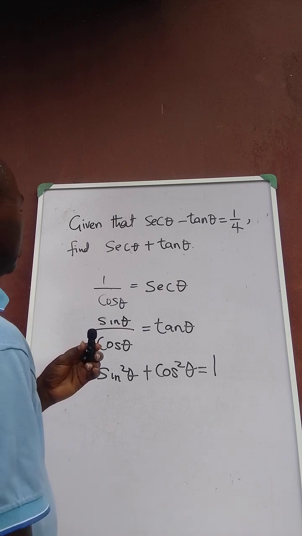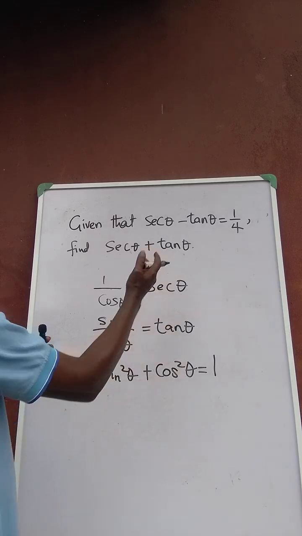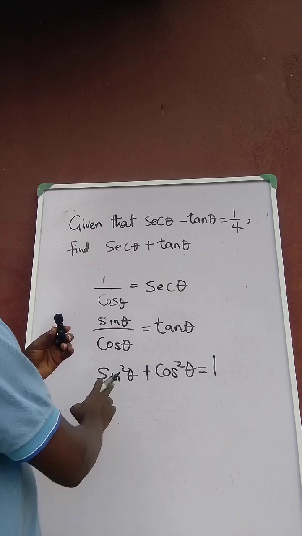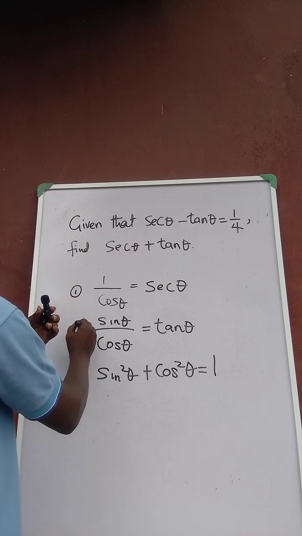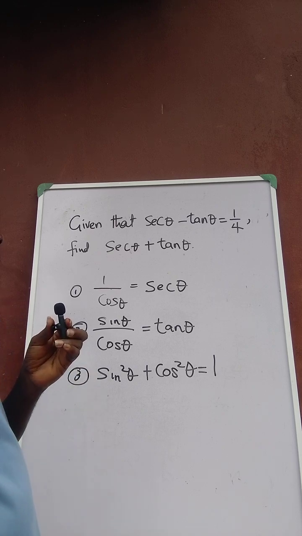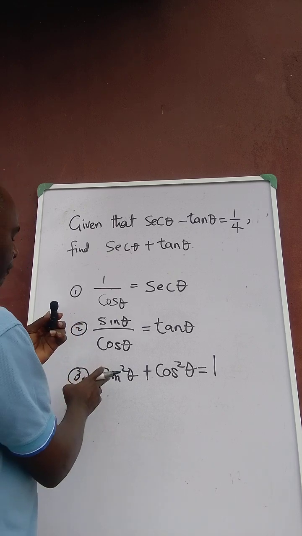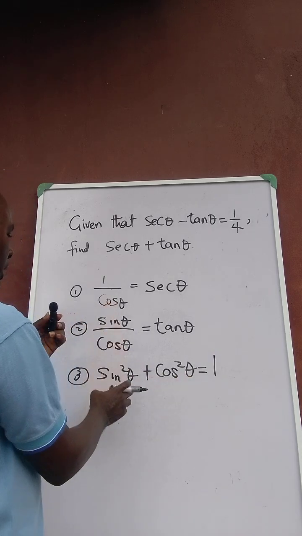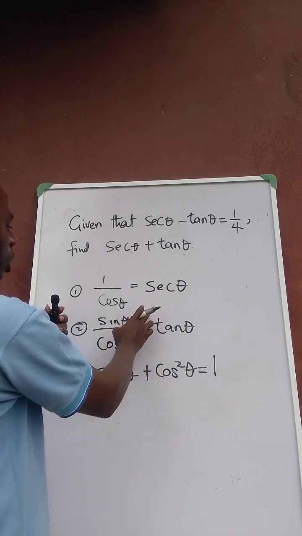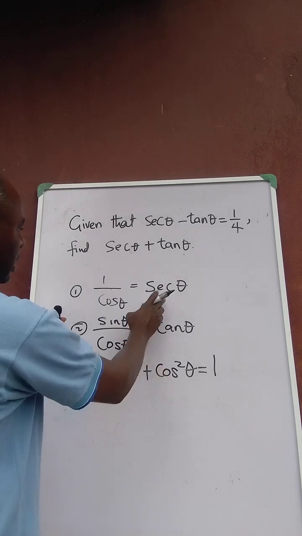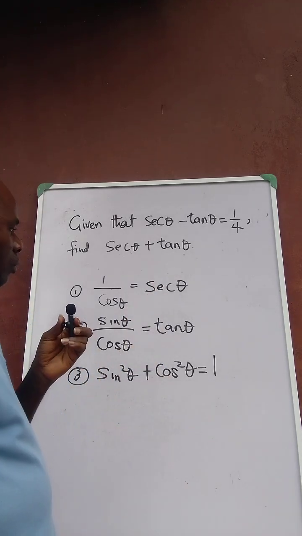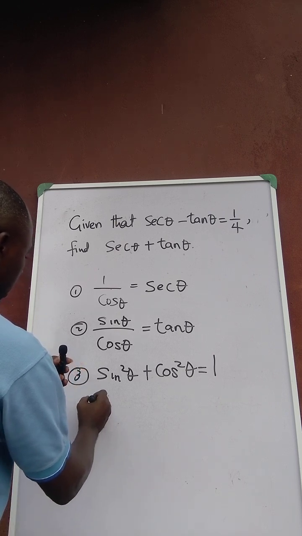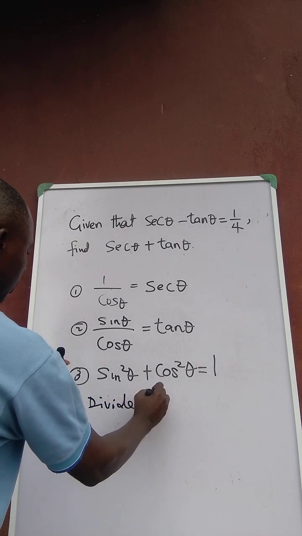Now, what is the next thing we have to do? Let me number these identities 1, 2, and 3. If you look closely, if I divide this third identity by cos squared theta, we are going to obtain something that has sec inside this equation. Now let's do that.